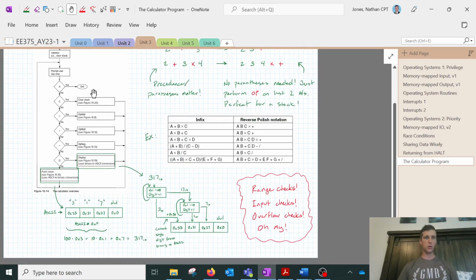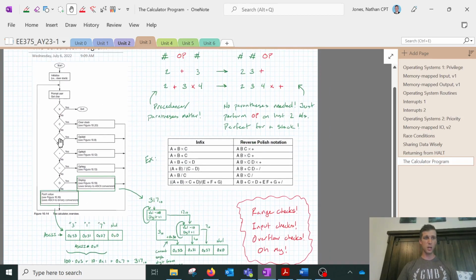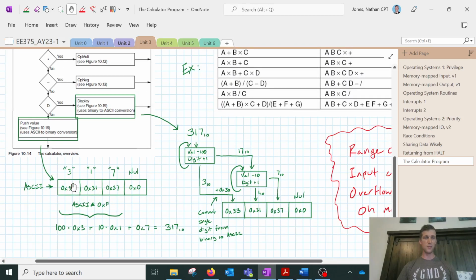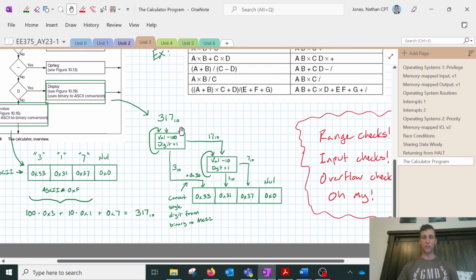To recap, this calculator program follows this major flowchart with these boxes here being their own subroutines that you can read in chapter 10. Converting from ASCII to binary just involves taking each of our ASCII characters, masking off the top nibble and keeping that lower value and multiplying by the correct power of 10. Converting from binary to ASCII involves subtracting off 100s until we get a value that's less than 100, subtracting off 10s, and that gives us our respective hundreds, tens, and ones digits that we can then add hex 30 to get to the ASCII value.